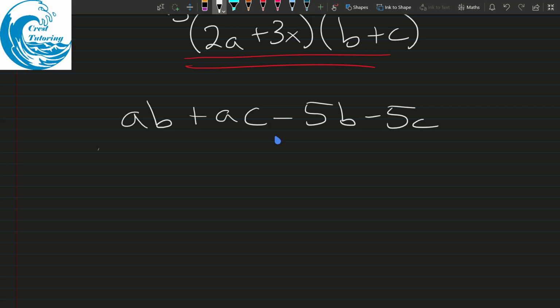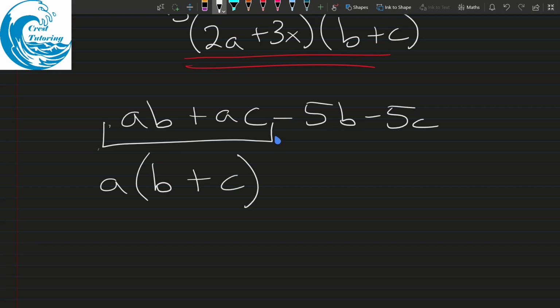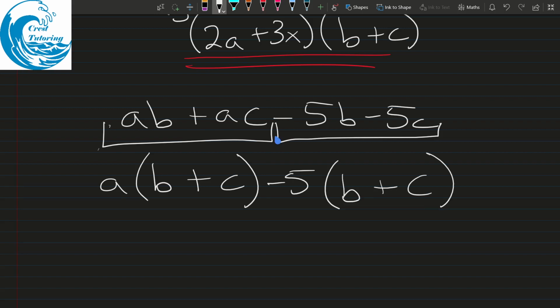Okay, so the way that we do this one is we're grouping them here again. So if we take out a, a times what gives us ab? It's going to be b. And then a times what gives us ac? It's going to be c. And then for the second group, we're going to take out minus 5. Minus 5 times what gives us minus 5b? It's going to be b. And then for the second one, it's going to be plus c, because minus 5 times c gives us minus 5c.